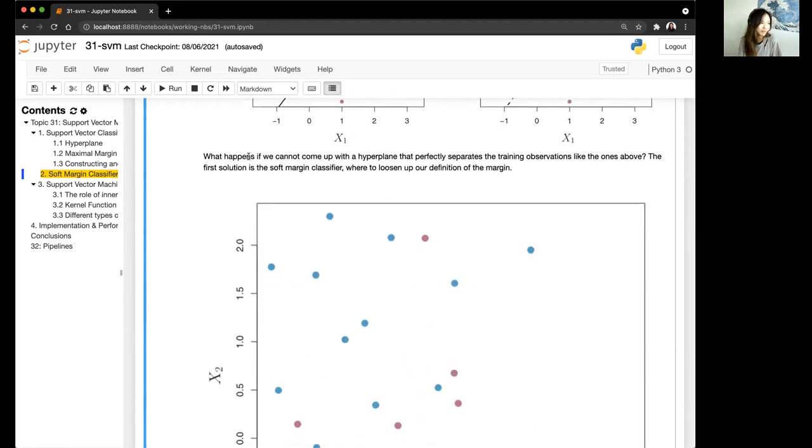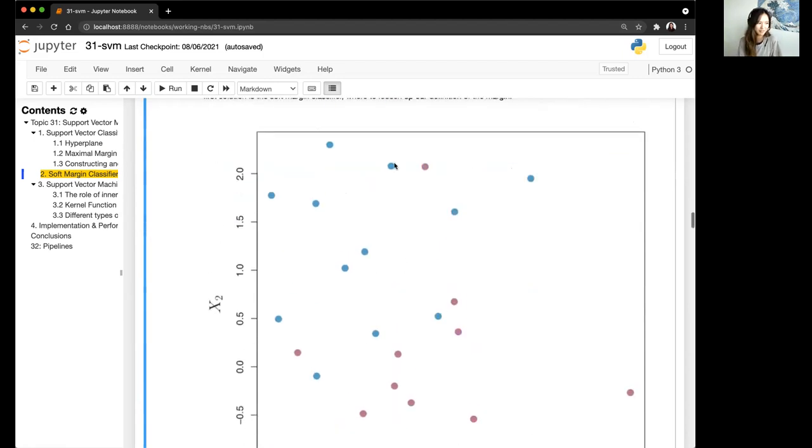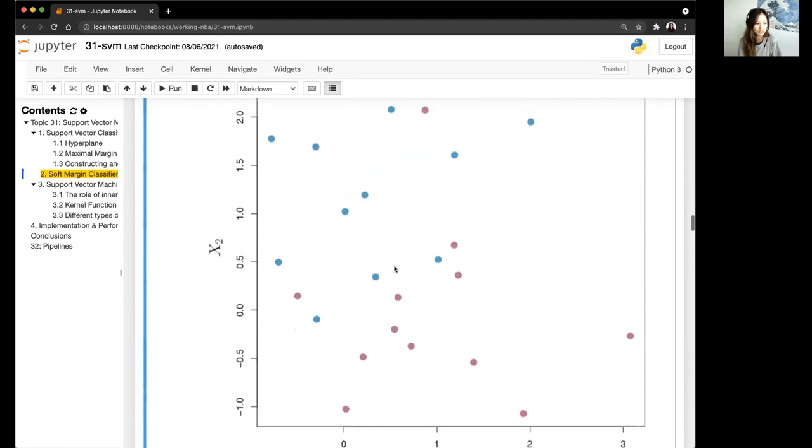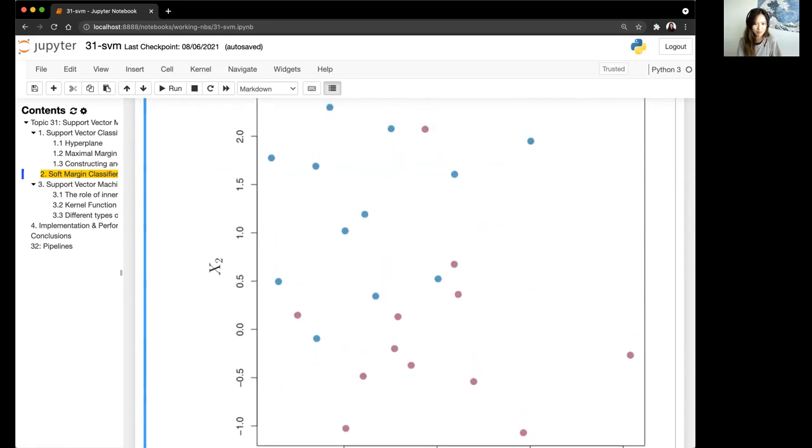So again, what happens if we can't come up with a hyperplane that perfectly separates training observations like the one above? We can use a soft margin classifier to loosen up the definition of the margin. This is an example of a data set that is not perfectly linearly separable. There's no way to construct a line or a plane between these data points such that all the blues are on one side and all the purples on the other.